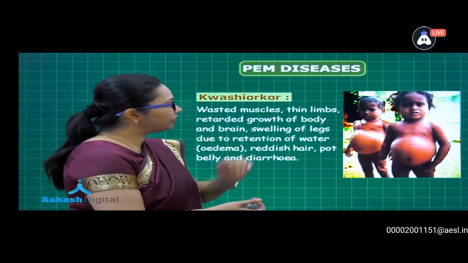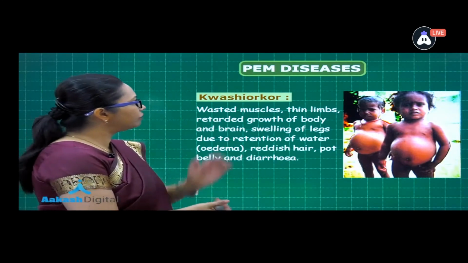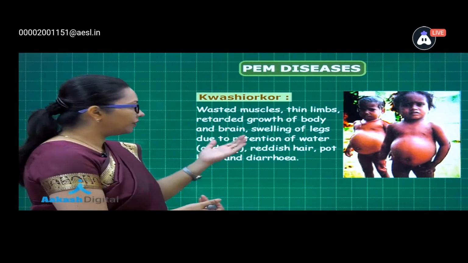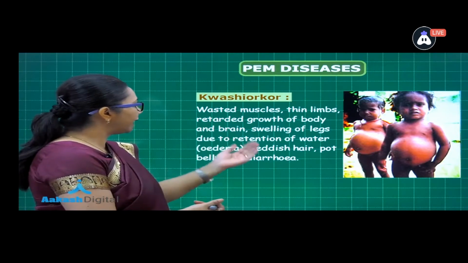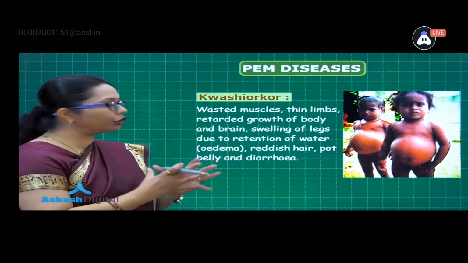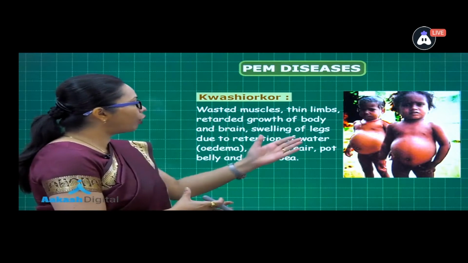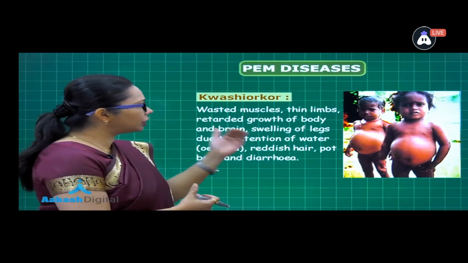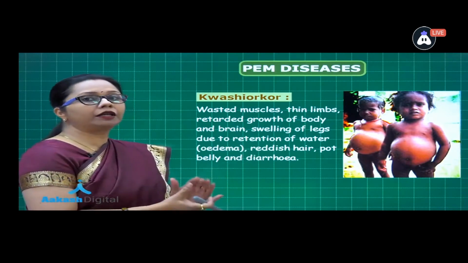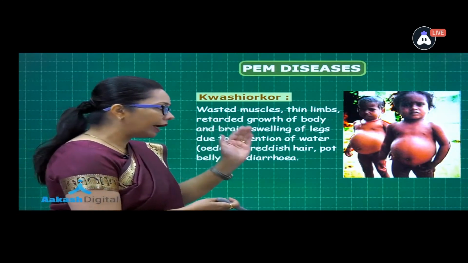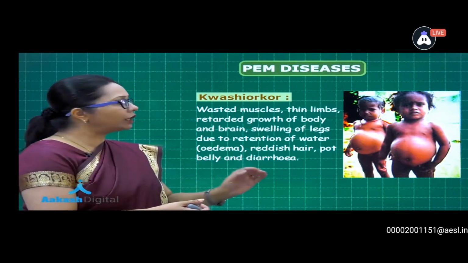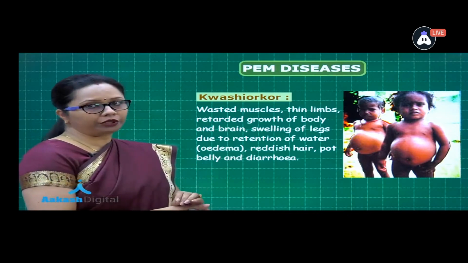And in this case, as we can see here, there are wasted muscles, thin limbs, retarded growth of the body as well as the brain, swelling, that is edema in the legs due to retention of water, reddish hair, pot belly, and there would be weakened immunity. Now such a child is certainly getting some of the energy giving foods, that means there would be still subcutaneous fat, but the diet is lacking in proteins.